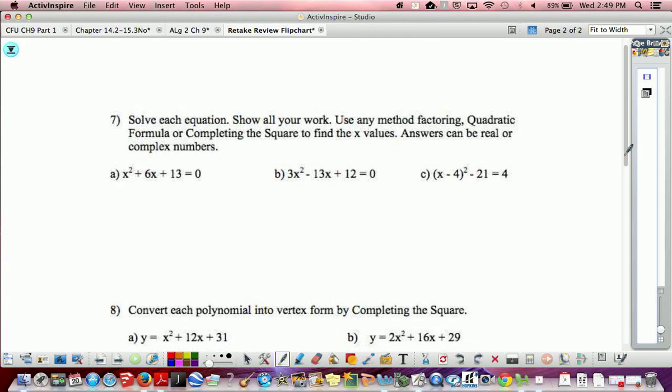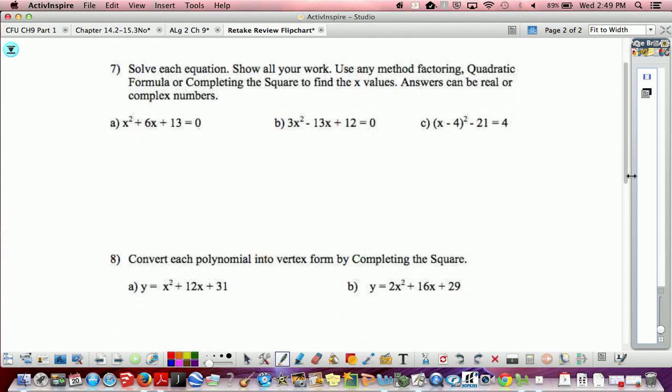So on the back side here it says, solve each equation, show all your work, use any method: factoring, quadratic formula, completing the square, find the x values. Okay? So you're basically finding the zeros. Answers can be real or complex numbers. So I don't care how you solve these, okay? Whether you're doing quadratic formula, complete the square, factoring, whatever works for you, okay?